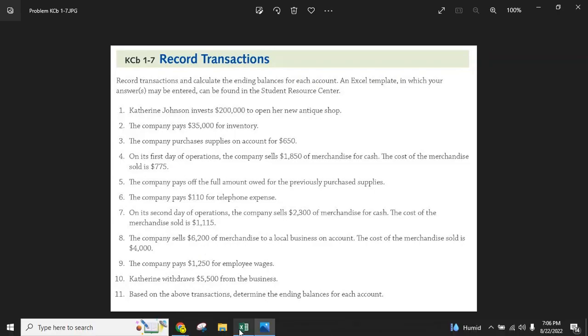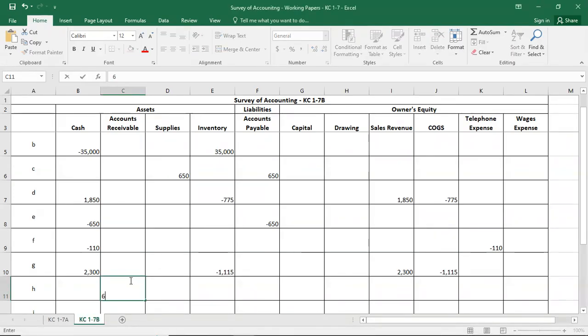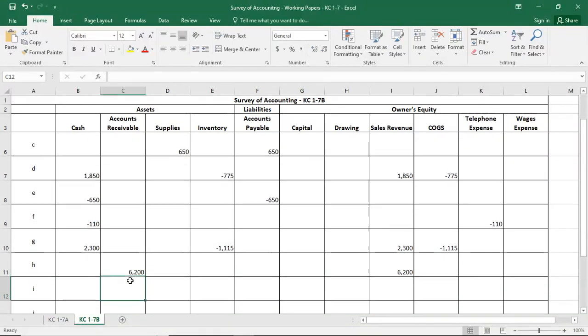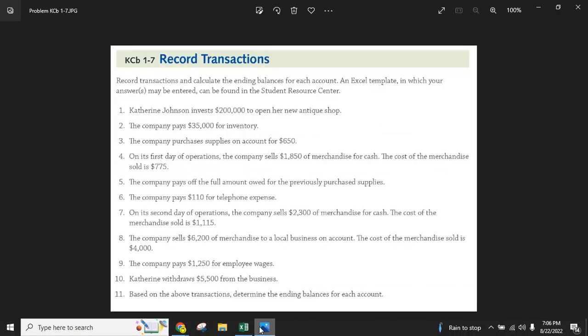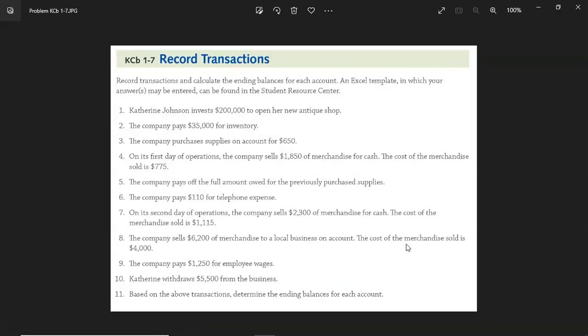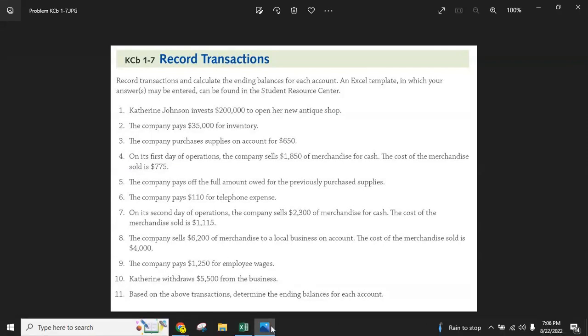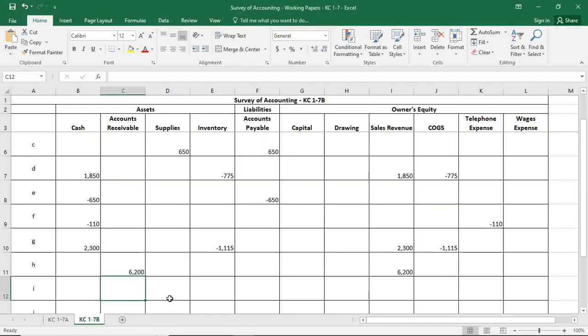So they sold $6,200 in merchandise. So our accounts receivable goes up by $6,200 to show that someone somewhere owes us $6,200. Our sales revenue also goes up by $6,200. But again, a two-sided entry because every sales entry is two-sided. The cost of the merchandise sold is $4,000. So, excuse me, our inventory is negative $4,000. And our cost of goods sold is negative 4,000. Whoops, that should be on the line above it.